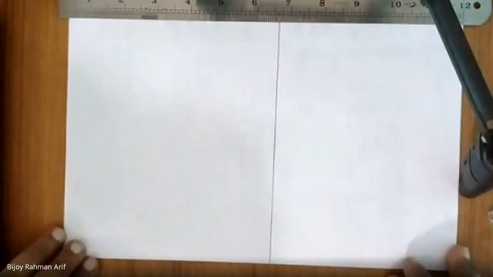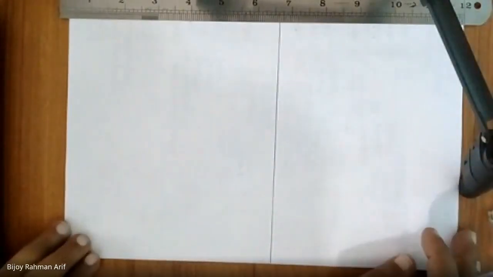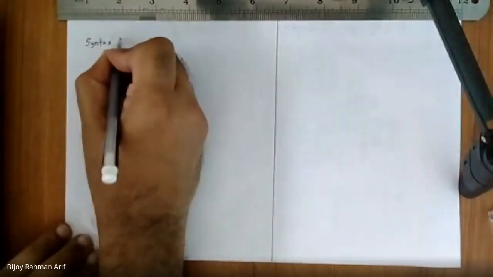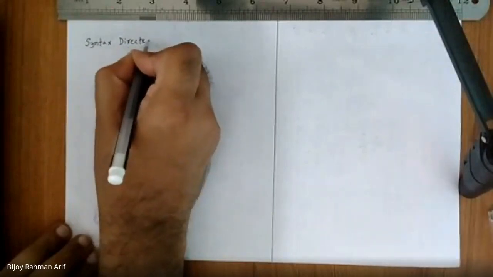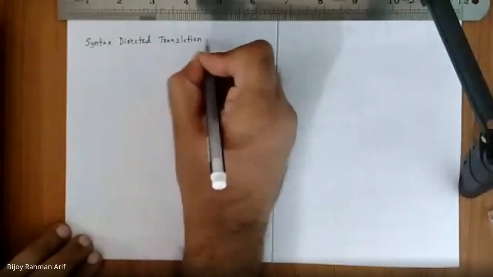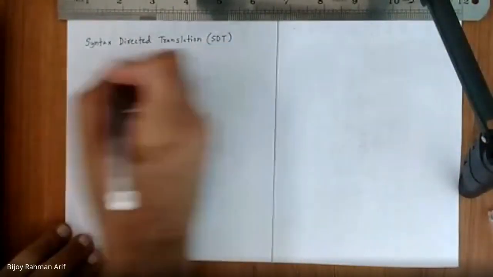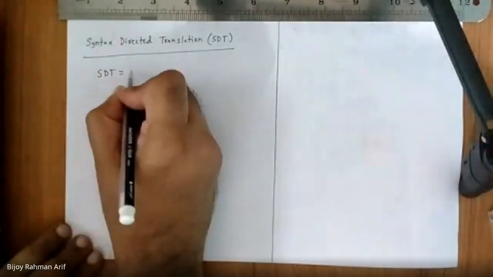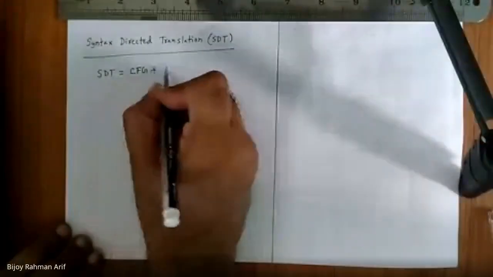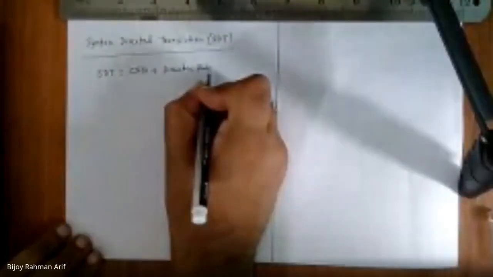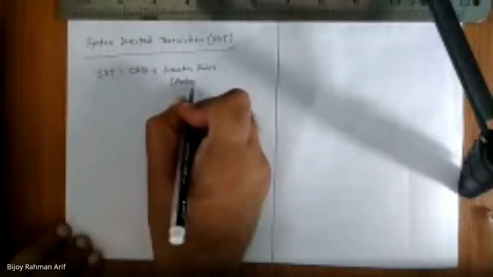All right. So let's start. We have started syntax directed translation, or SDT. What is syntax directed translation? SDT is nothing but context-free grammar plus semantic rules or actions.